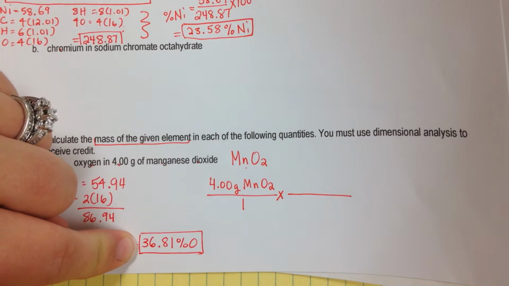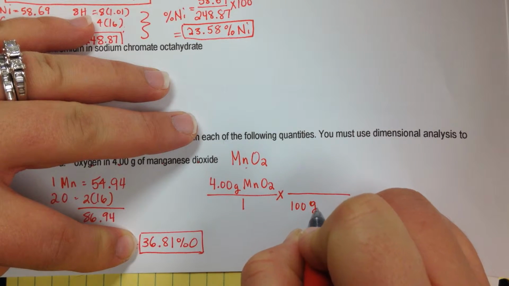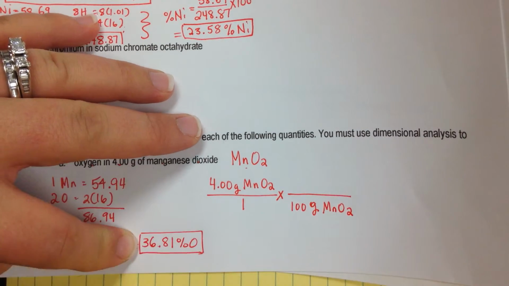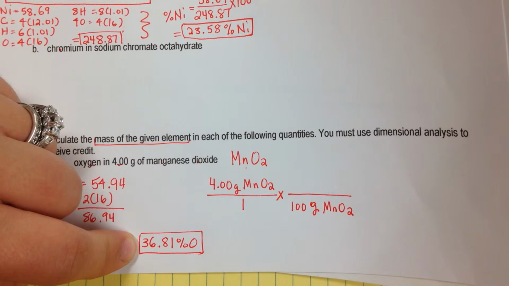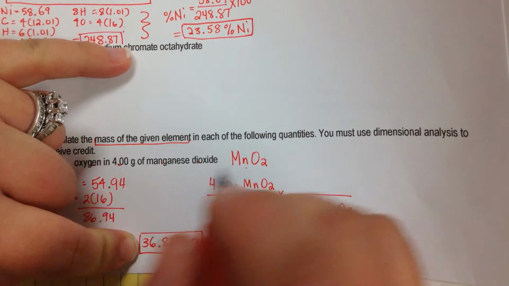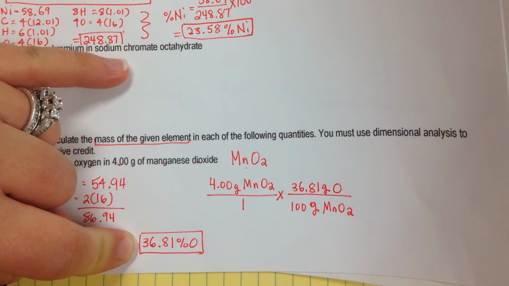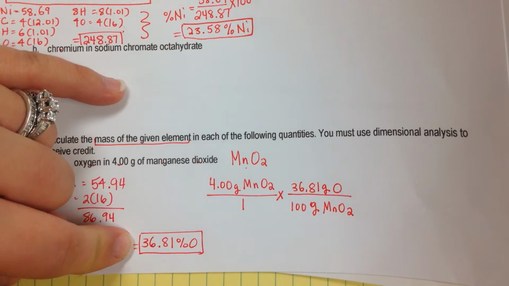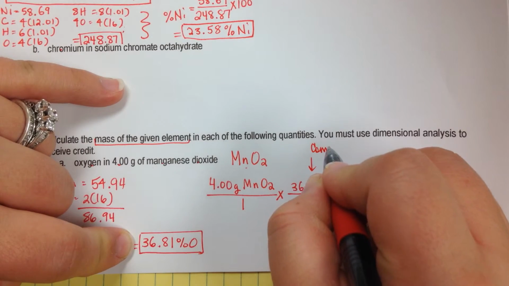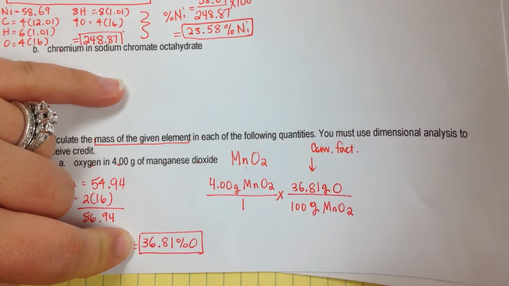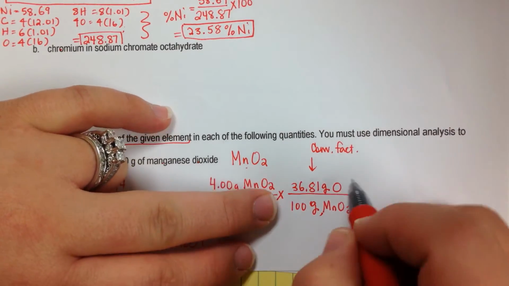Percentage-wise, let's use the 100% theory. Let's say that I have 100 grams of MnO2. Based on this alone, we know that 36.81% of it is contributed to oxygen. Therefore, 36.81 grams would be how much oxygen would be out of the 100 gram sample. Remember, this is a conversion factor. Okay, so if I had a 100 gram sample, 36.81% or grams would be contributed to oxygen.